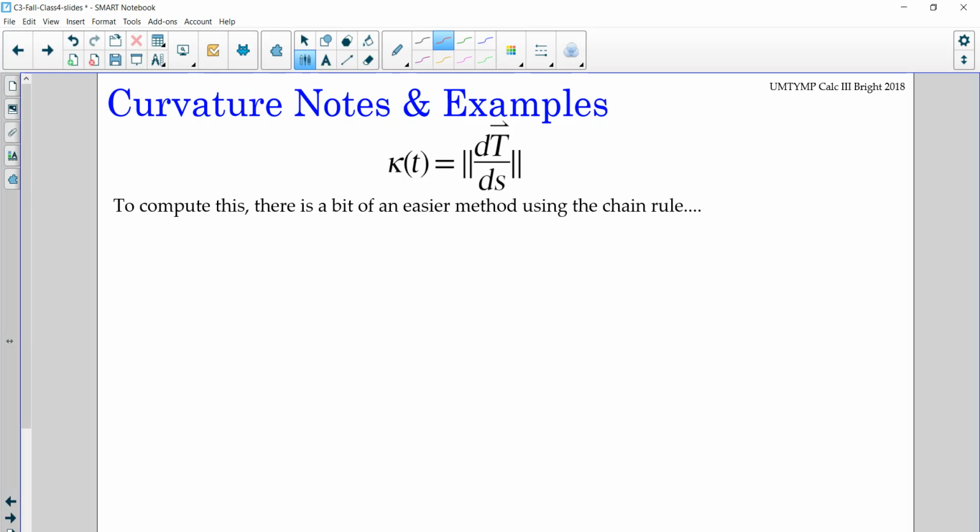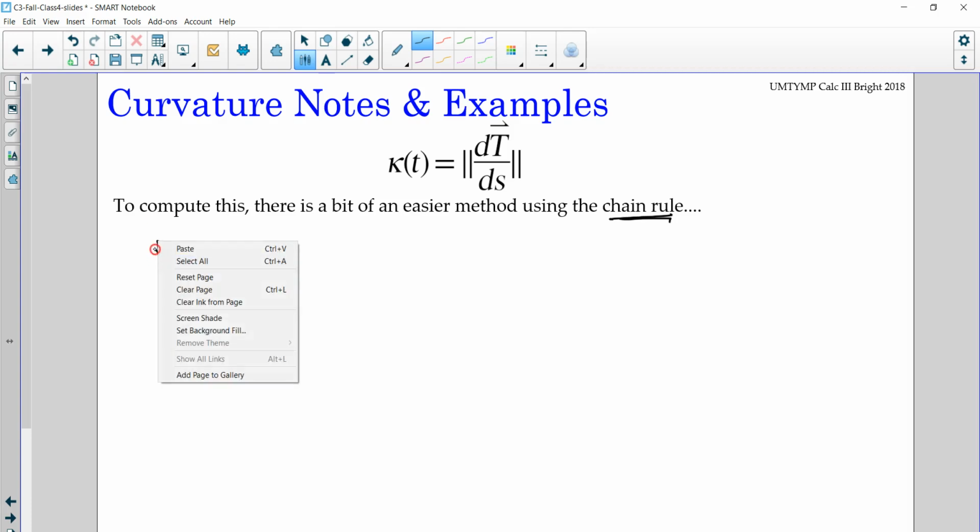Alright, and this is going to be one of our last videos for this section on arc length and curvature. Here we're actually going to go through and compute curvature, which we saw in a previous video was given by kappa of t is equal to the derivative of the unit tangent vector per arc length unit. And so we can maybe compute that directly. Could be fun. But if we use the chain rule, I think it ends up being a little bit easier for us.